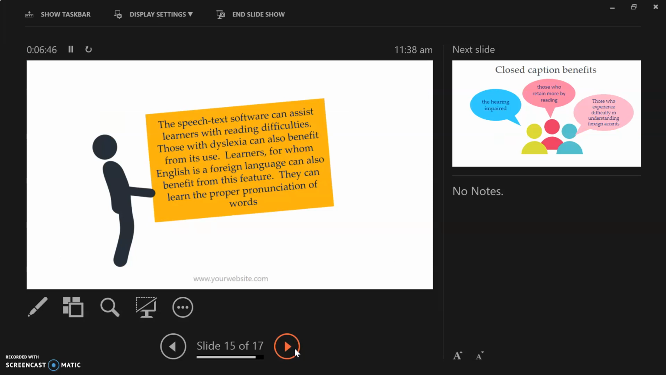So speech-to-text software can assist learners with reading difficulties. Those with dyslexia can also benefit from its use. Learners for whom English is a foreign language can also benefit from this feature. They can learn the proper pronunciation of words by listening to how it sounds.